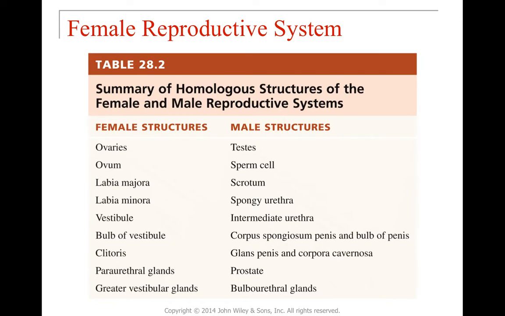The labia minora is going to be the spongy urethra. The vestibule is similar to the intermediate urethra. Also, the bulb of the vestibule is going to be very vascularized, so it's going to be similar to the corpus spongiosum of the penis and also the bulb of the penis. The clitoris is similar to the head of the penis or the glans penis, and it also is going to have a corpora cavernosa inside of there. The periurethral glands are similar to the prostate, and the vestibular glands are homologous to the bulbourethral glands.